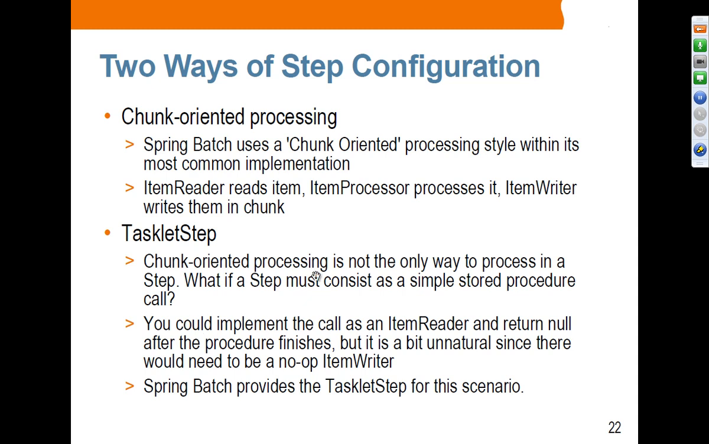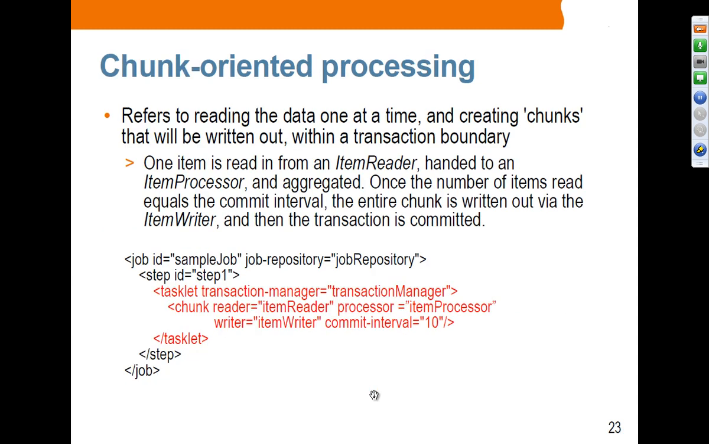Okay, so you could actually implement it using an item reader and return null, and you can certainly implement it that way, like this. You can implement the call as an item reader and return null after the procedure finishes, so that the subsequent item processor and item writer are not going to be handled. But that's actually too much overkill. So basically, Spring Batch provides a very simple way of doing a simple task in the form of the tasklet step. Okay, so let's see these two examples.